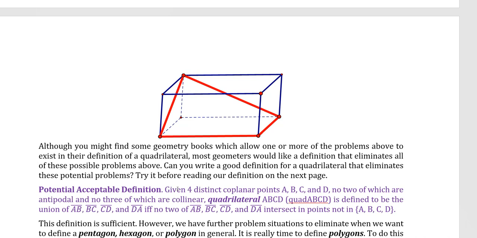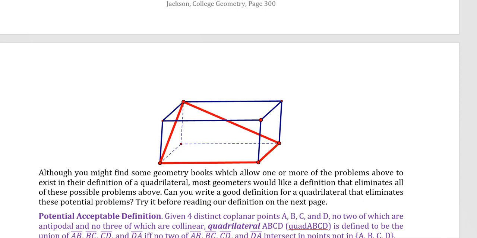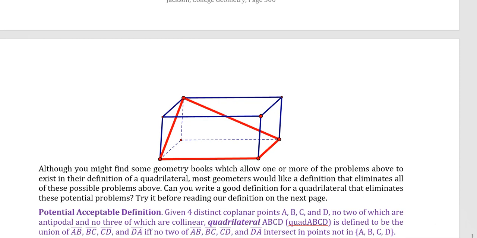Okay, here you go. Here's a definition that does it. This could be a possible acceptable definition. Given four distinct coplanar points A, B, C, D, no two of which are antipodal, and no three of which are collinear, quadrilateral ABCD, written quad ABCD, is defined to be the union of line segment AB, line segment BC, line segment CD, and line segment DA if and only if no two of those four line segments intersect in points that are not in the set of vertices A, B, C, D. That is an acceptable definition, and certainly we could go with that.